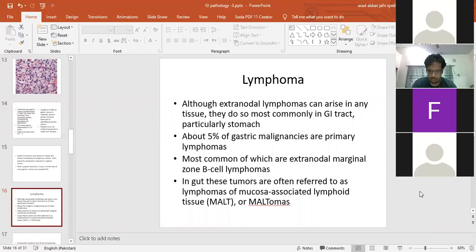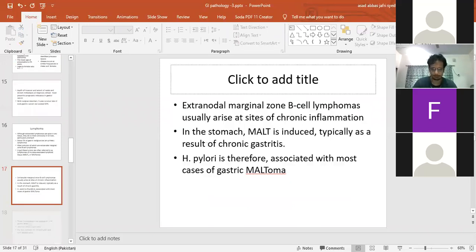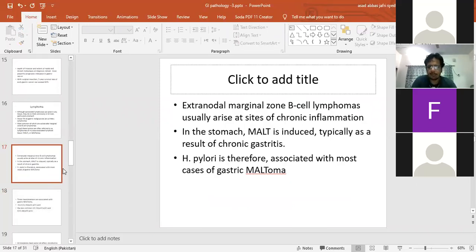In the gut, these tumors are often referred to as lymphomas of mucosa associated lymphoid tissue, or maltomas. Extranodal marginal zone B cell lymphomas usually arise at sites of chronic inflammation. That is why, सबसे ज़्यादा common cause of chronic inflammation in the stomach is chronic gastritis. Chronic gastritis का main reason क्या है? Helicobacter pylori infection. So it is very strongly associated with Helicobacter pylori infection.